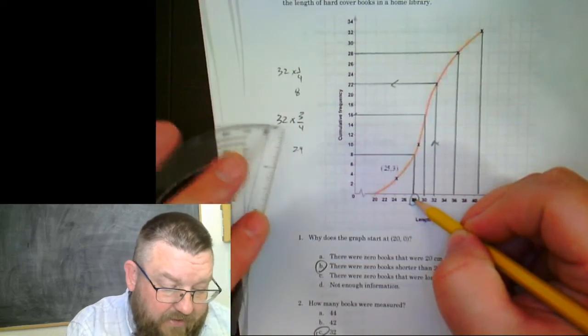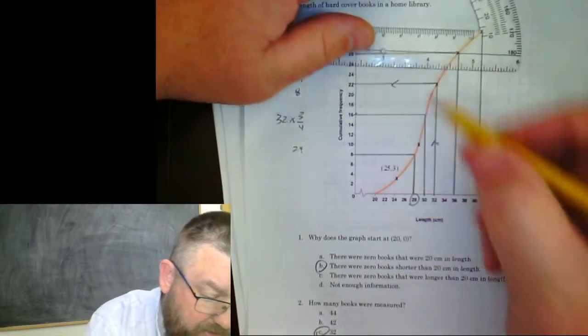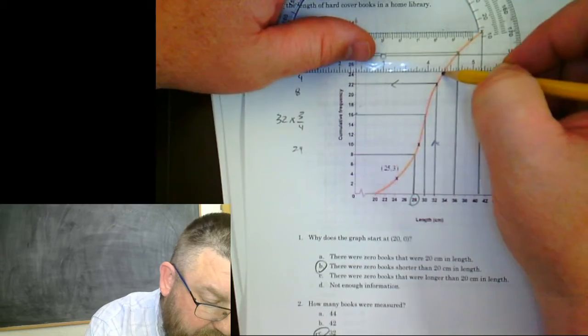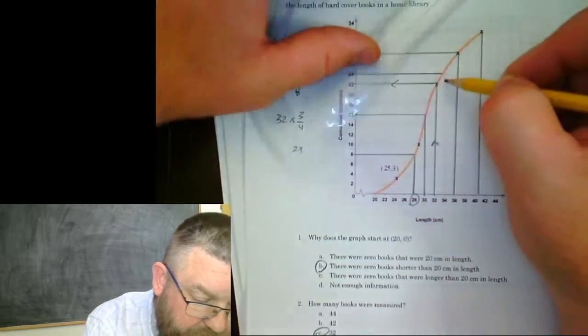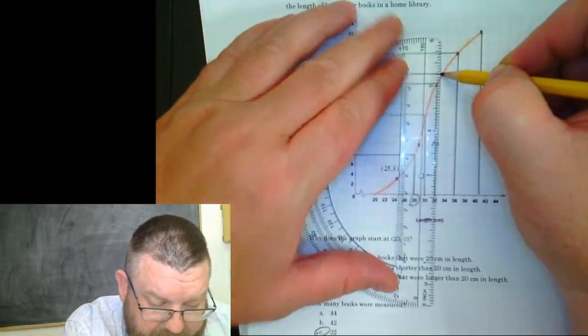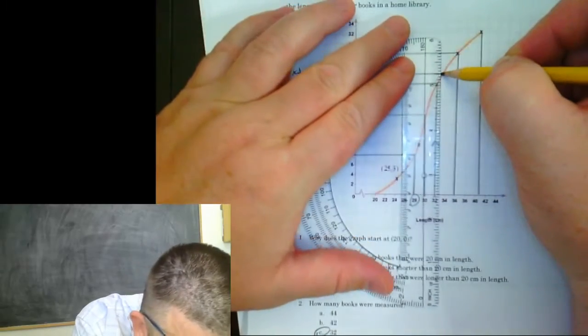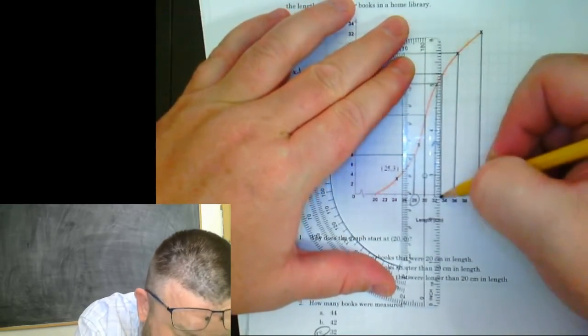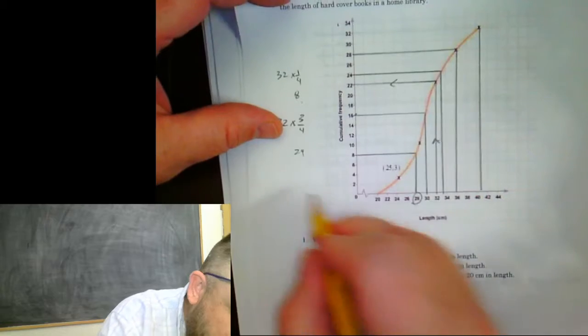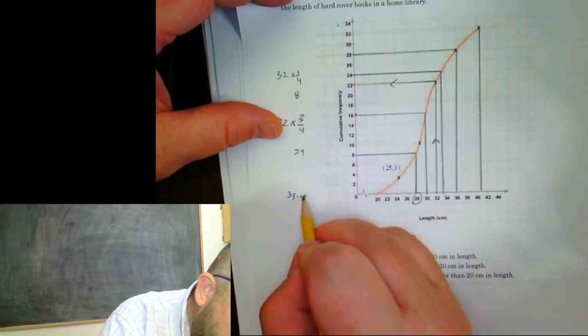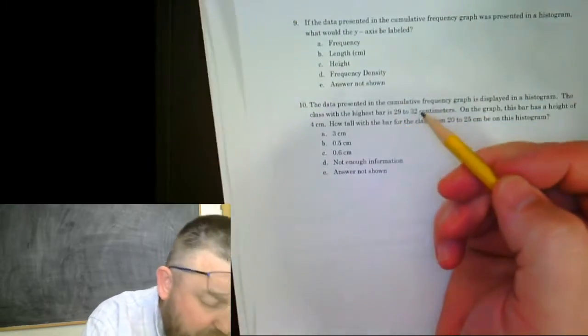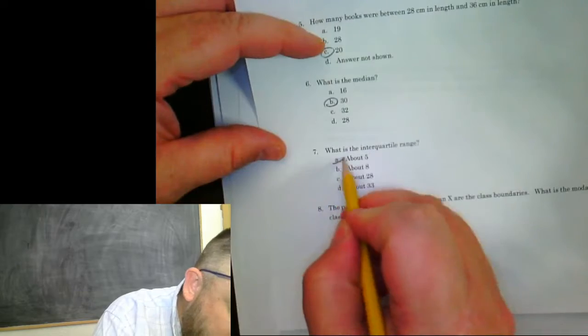So now let's find 24. 24 is right here. There's 24. Draw your line over and down. Oh, man. Looks like it's right in the middle. That looks like 33 to me. So from 33 to 28 is the interquartile range. So that's a range of 5 centimeters. So about 5. That's our answer right there.